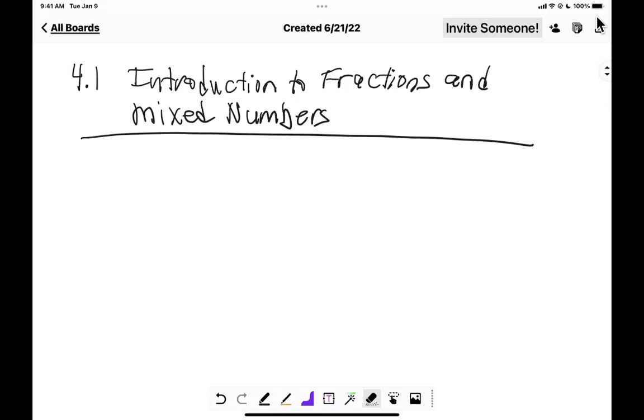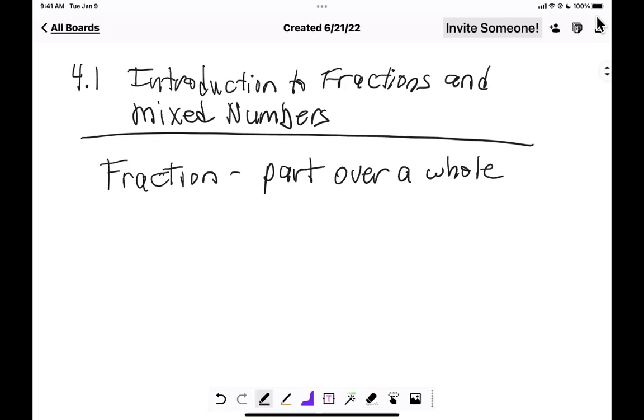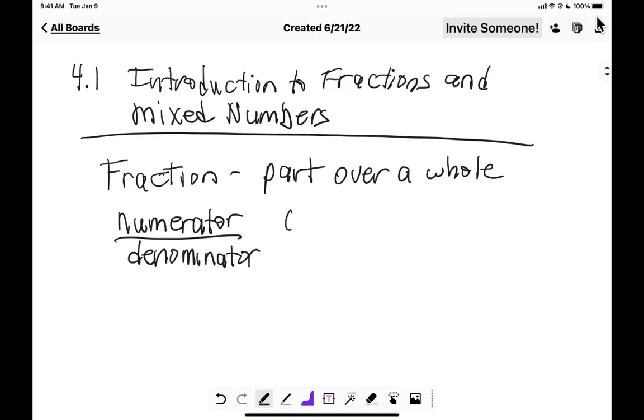Okay, so something about a fraction. The most basic thing is, what is a fraction? I like to think of it as a part over a whole. It consists of a numerator divided by the denominator. And the numerator is the part and the denominator is the whole.